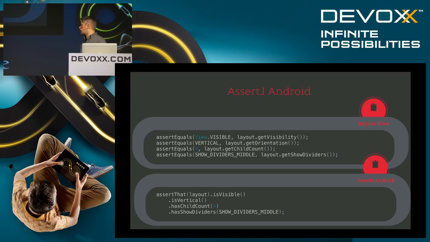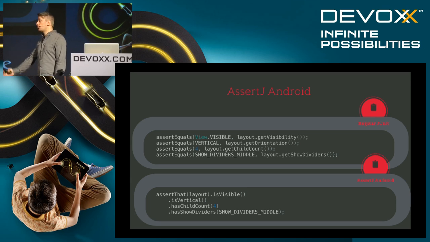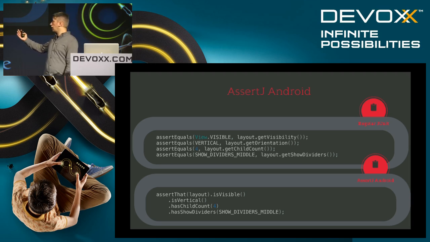So we can just say assertThat(layout). At that point, you get all these assertions that apply to this component. So you can then say assertThat(layout) is visible, is vertical, has a certain child count, and has show dividers. So really, really helpful for readable code. So absolutely one of the libraries you should put in your testing toolbox.